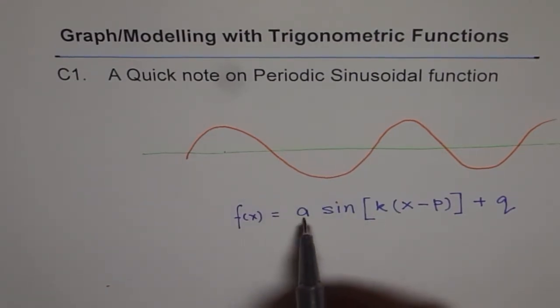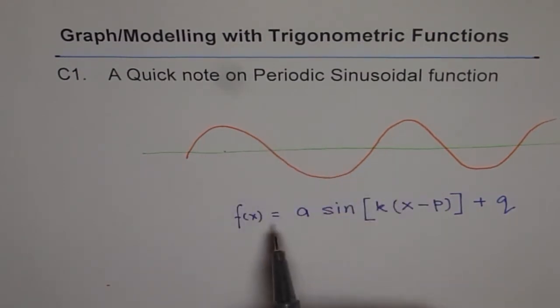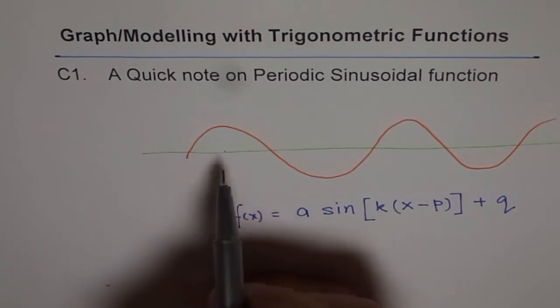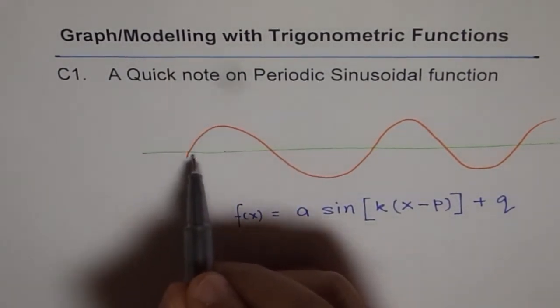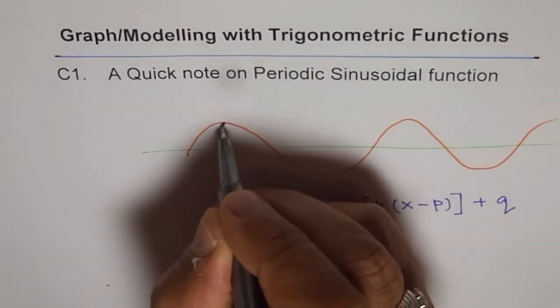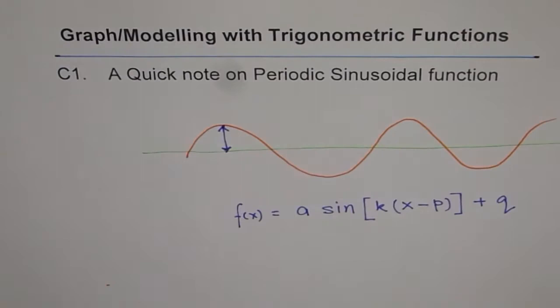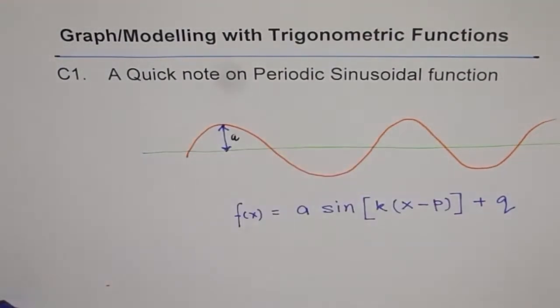Here, the term A is for the amplitude of our sinusoidal function, right? Amplitude means how far it can go from its mean position. So you can think of this as its mean position. So that distance from here to here, that distance is A for us, correct? So this is A for us.